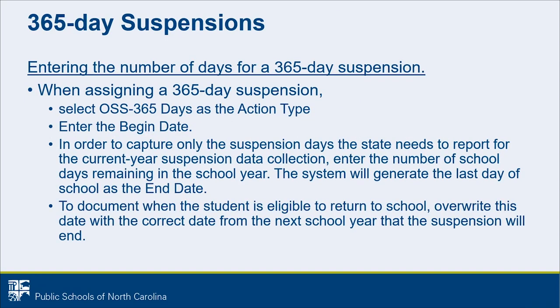So when assigning a 365-day suspension, you're going to select the OSS 365 days as the action type. You're going to enter the begin date in order to capture only the suspension days that the state needs to be reported for the current year. You're going to enter the number of school days remaining in the school year, and then as your assigned suspension dates, the system will generate the last day of school as the end date. To document when a student is eligible to return, you're going to overwrite this date with the correct date for the next school year that the suspension will end.